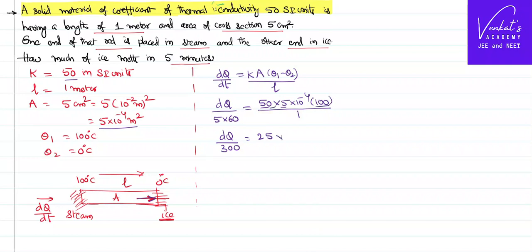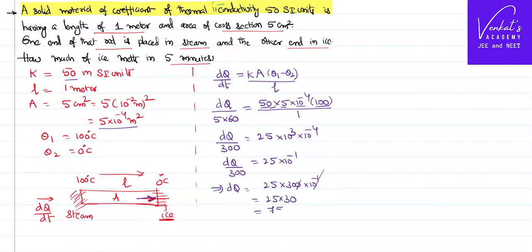1 0 and another 2 zeros, that is 10 power 3. And there is 10 power minus 4 by 1. That is 25 into 10 power minus 1. That is dq by 300. That implies dq equals 25 into 300 into 10 power minus 1. 10 power minus 1 and one 0 can be cancelled. That is 25 into 30. 25 into 3 is 75. So the energy that is available in 5 minutes is 750 joules.